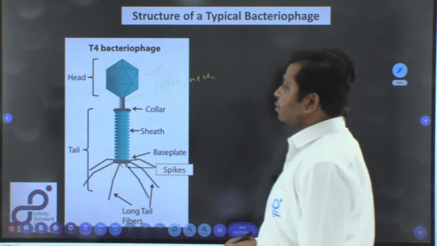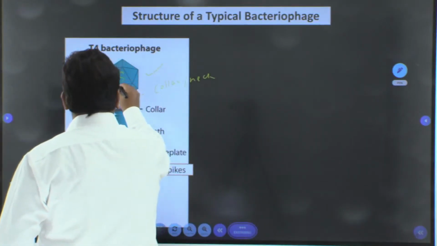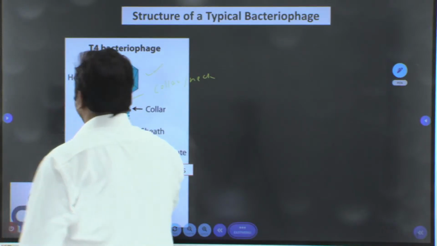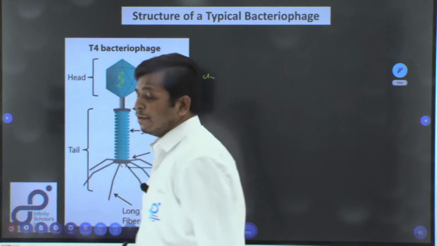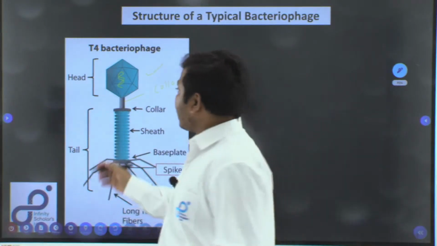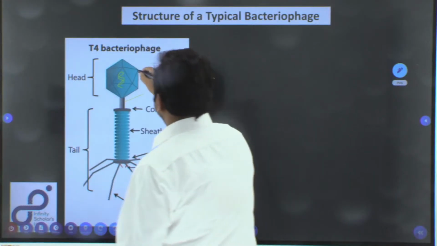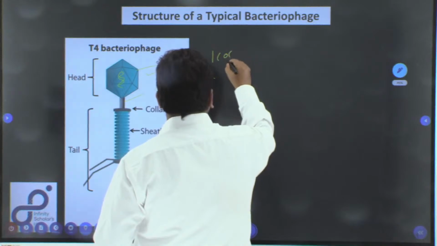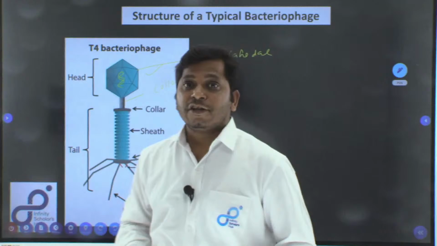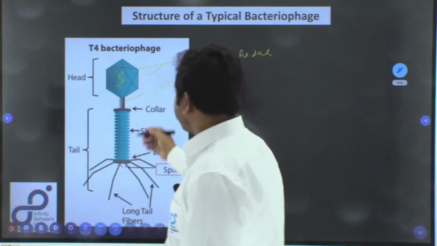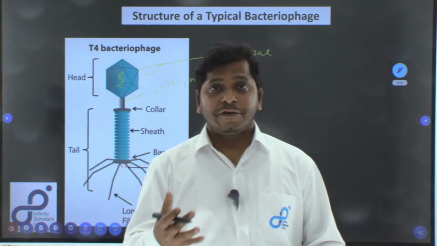The head consists of two fundamental units. One is the nucleic acid, which is mostly either DNA or RNA, and it has a protein coat which consists of the capsids. And as you can see, the shape of the head is mostly icosahedral. Icosahedral is a polyhedron consisting of 20 different faces. As you can see, it has multiple faces on the head. So this is icosahedral in shape.